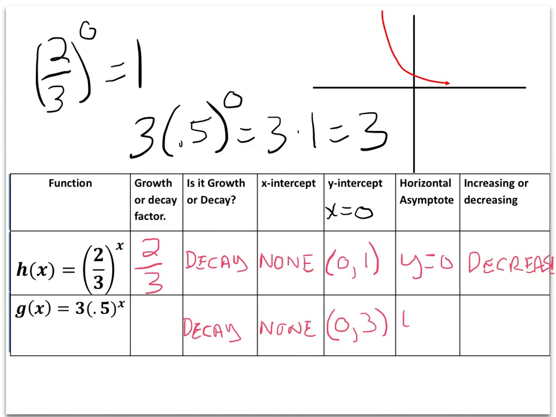Horizontal asymptote on this one would still be y equals 0. It gets ever close to that one, and of course this one is decreasing. Okay, and the decay factor on this one is again going to be whatever this base is. Up here it was 2/3, and right here it would be 0.5. So 0.5, and again if you wanted to write that as a fraction you could, it would be 1/2. Either way is acceptable.